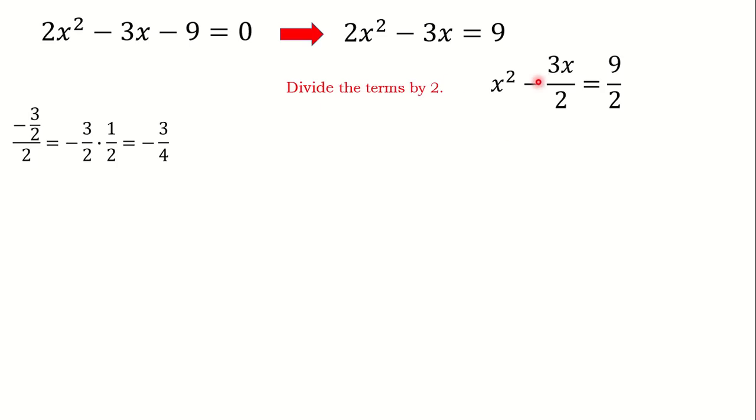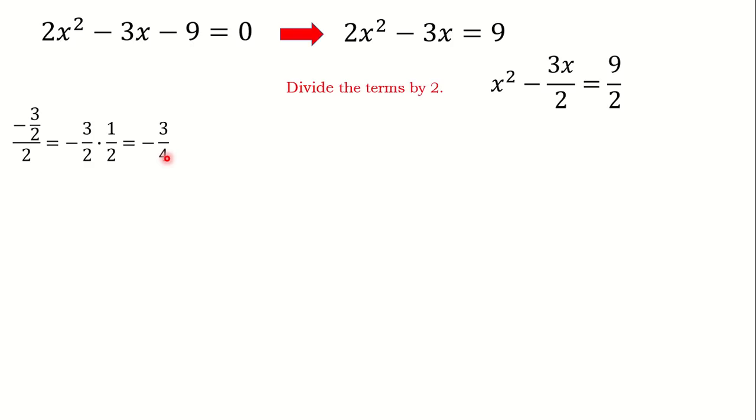Diba? Kunin natin yung value ng b. Ano yung value ng b natin? Negative 3 over 2, saka i-divide sa 2. Ito yon. Negative 3 over 2 divided by 2. So, kapag nagdi-divide tayo, fraction in the whole number, kinukuha natin ang reciprocal and proceed to multiplication. So, negative 3 over 2 times 1 half, the answer is negative 3 over 4.